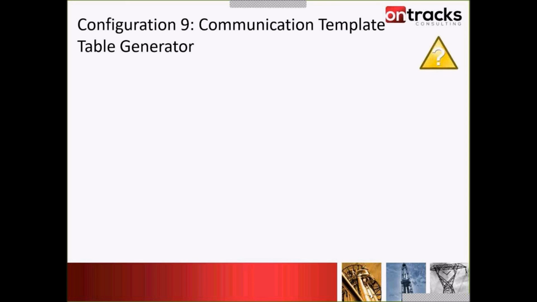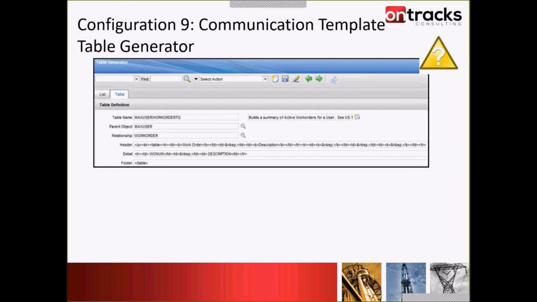So to give you just a bit of a walkthrough, we have a table generator application. This is essentially where we create our one-to-many relationship. In this case, I'm showing the parent object is the user table. It's going to be related to a work order table, so maybe I want to see all the work orders assigned to a person. It has a header, the detail and the footer, so that's going to create essentially a table, and I'll show you that here in a second.